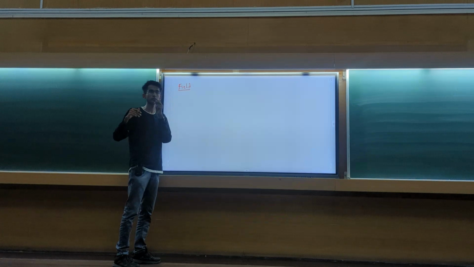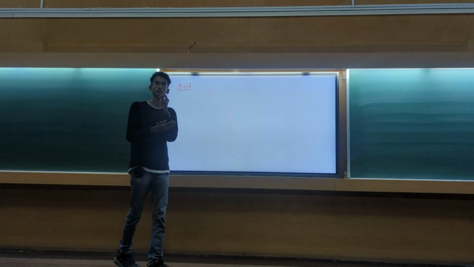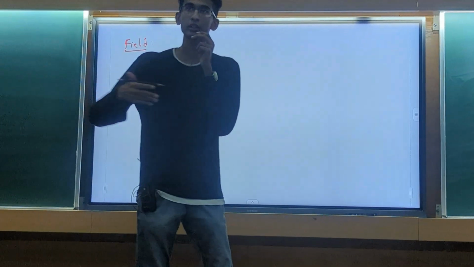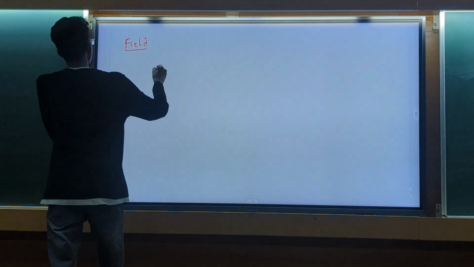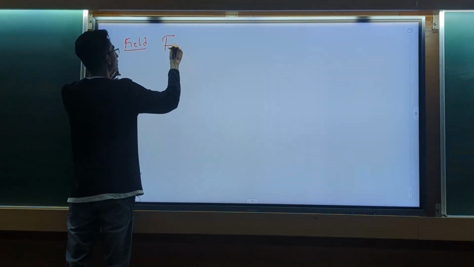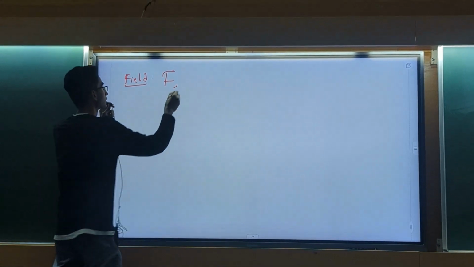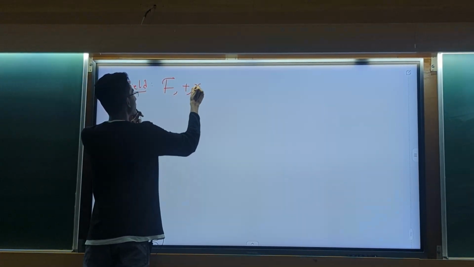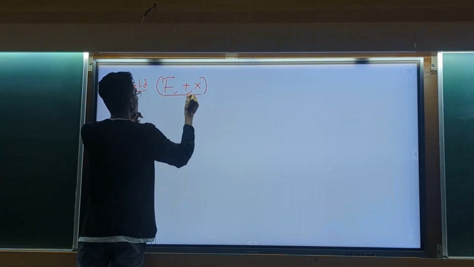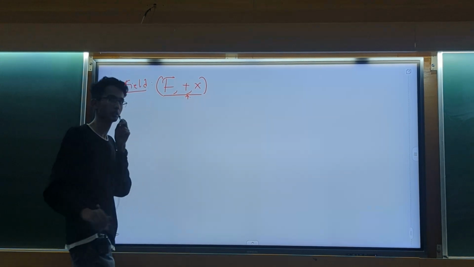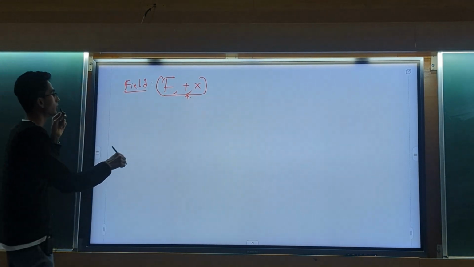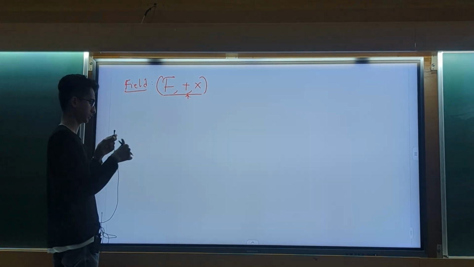So, a field first must have a collection of objects that we are working on, which we generally denote as F. And then two operations, addition and multiplication. These need to satisfy some properties.